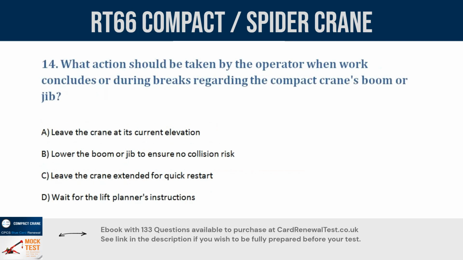14. What action should be taken by the operator when work concludes or during breaks regarding the compact crane's boom or jib? A. Leave the crane at its current elevation. B. Lower the boom or jib to ensure no collision risk. C. Leave the crane extended for quick restart. D. Wait for the lift planner's instructions. Correct answer, B. Lower the boom or jib to ensure no collision risk.